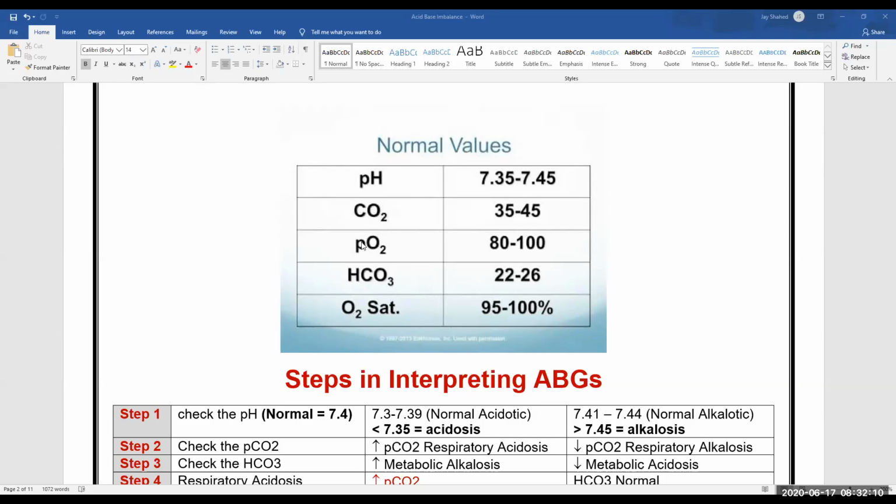Now the PO2 and the O2 saturation, these two numbers are important, but they're not very important in balancing the acid base. But you need to be within range. So PO2 is the free oxygen that we have in our body. Your free molecules of oxygen running around in the blood should be between 80 and 100. The O2 saturation is the oxygen that is saturated on the hemoglobin. Usually you want it to be between 95 and 100. And that's what you usually measure with the oximeter.